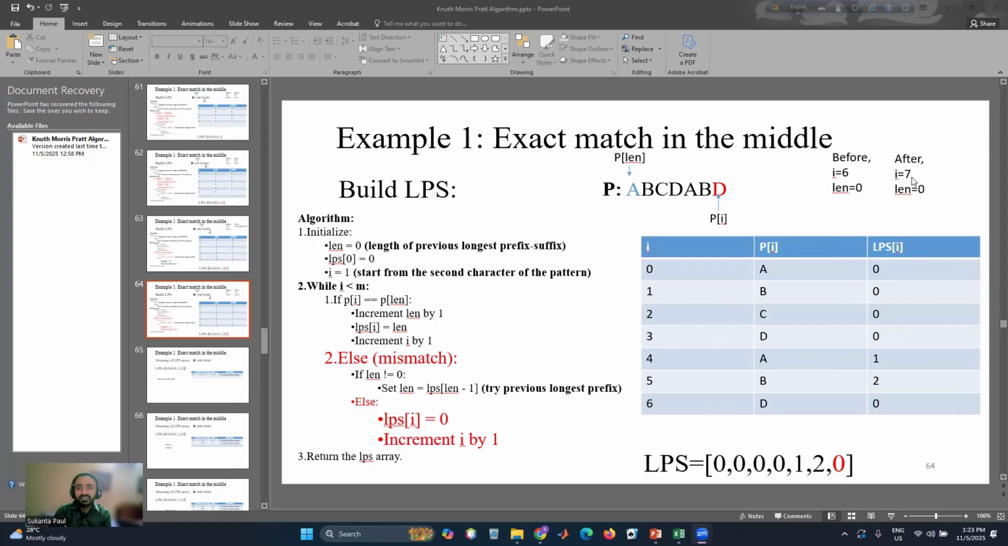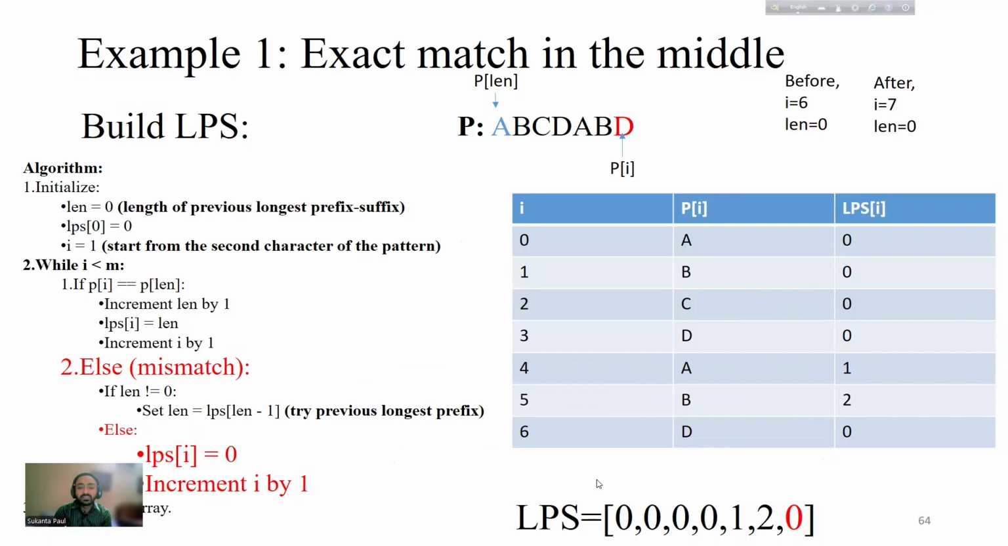Here we see that i is equal to 7 right now, which is actually greater than M. So this condition is going to be false, and we just return the LPS array. So we got the array after completing all of our simulation. This is our final array here.